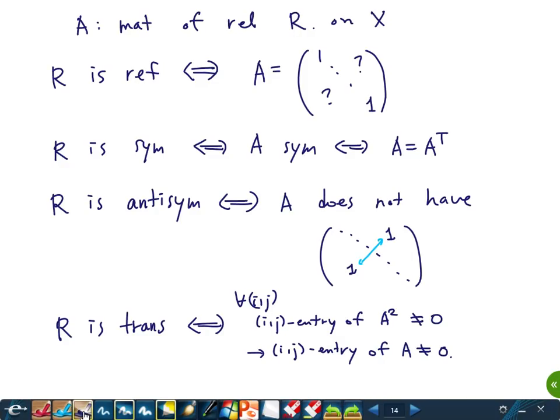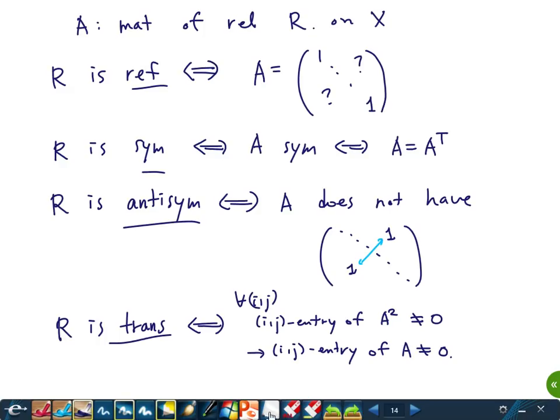So using the matrix of relation R, A or A squared, if you know A and A squared, you can determine whether the relation is symmetric, and all of this, you can determine quite easily. Okay? Any questions?